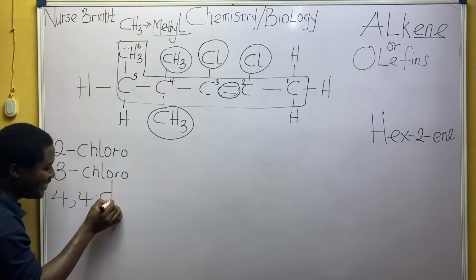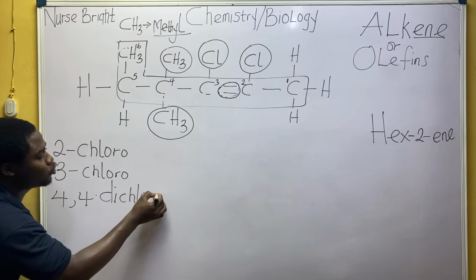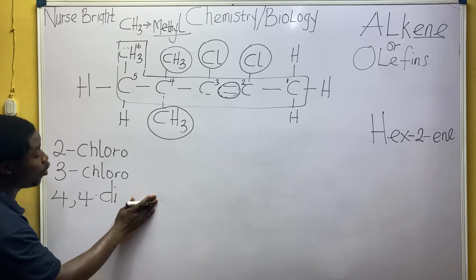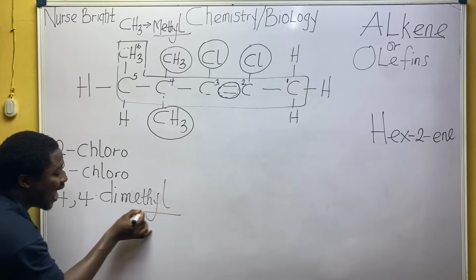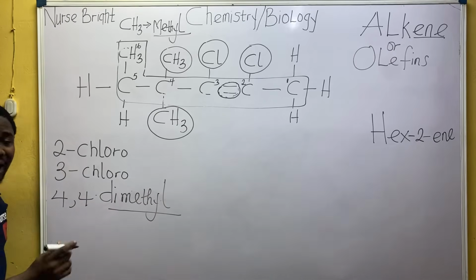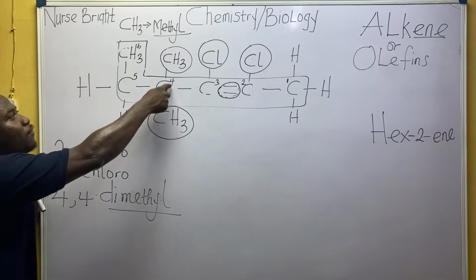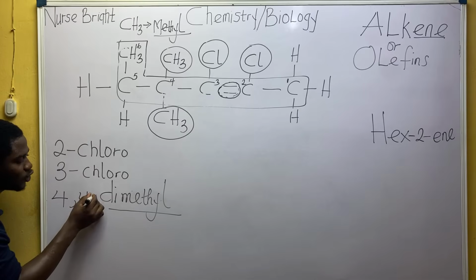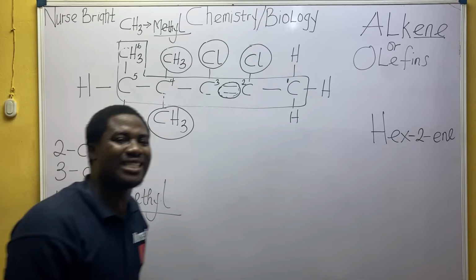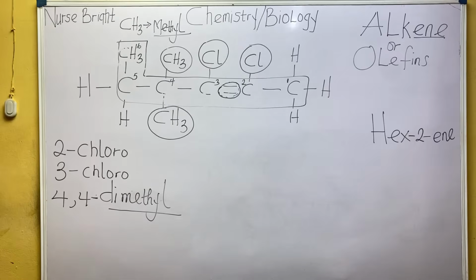So that's why it's 4,4 and di. The reason why it's di is because we have 2 of it. And it's not chloro, rather methyl. 4,4-what? Dimethyl. You can see what's happening: at carbon 4 we have 2 of it, that's why it's called 4,4-dimethyl. And between numbers and letters we use what? A dash to separate them. All these things are not hard. Practice makes perfect. Just understand the principles.